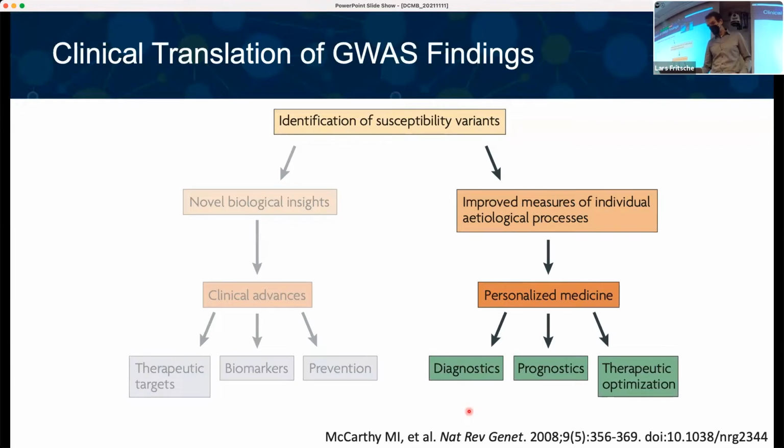And here, the other half, how we're going to translate GWAS findings is to improve how we measure the causal mechanisms or how we measure the susceptibility. And the idea is to have a kind of personalized medicine that can help to better diagnose an individual, so to support a clinical diagnosis. Maybe we can make some inferences about the disease prognosis or onset, and maybe we can use those data points to optimize the therapy. This slide is from 2008, but those goals are still up to date.